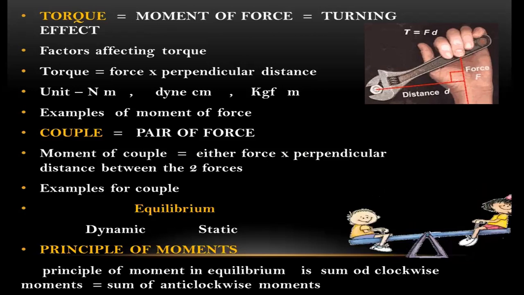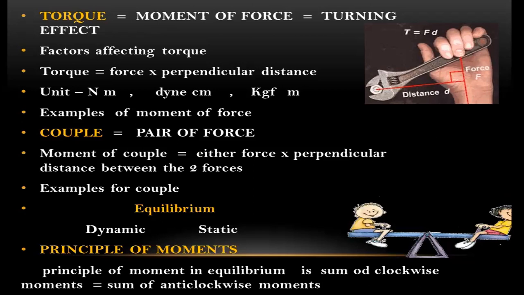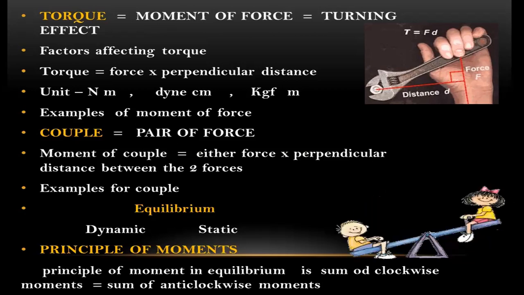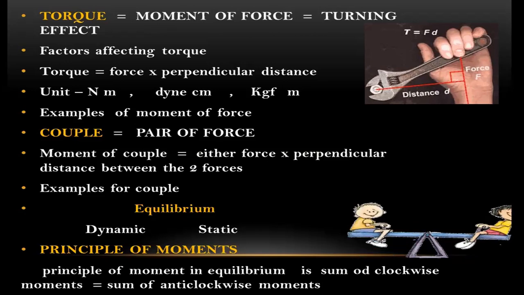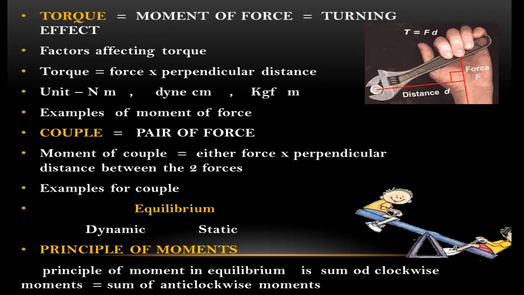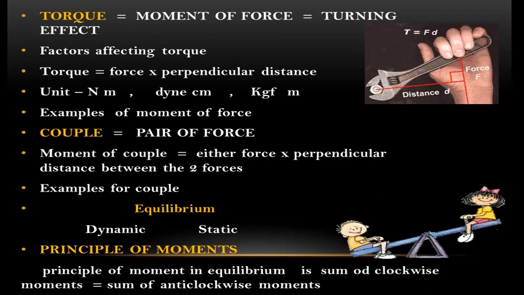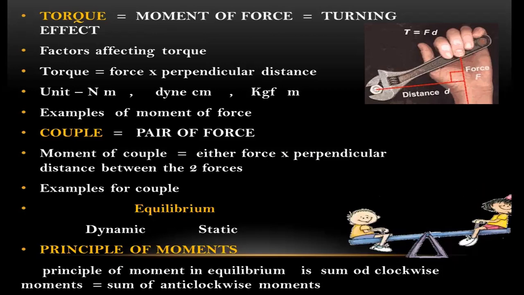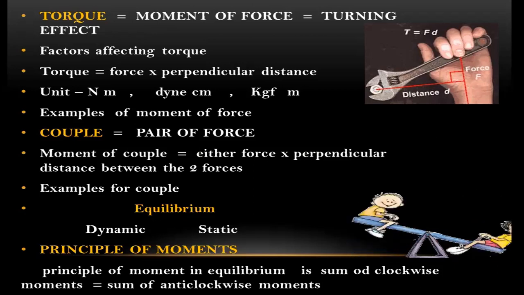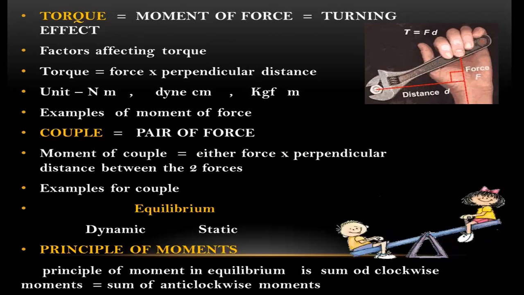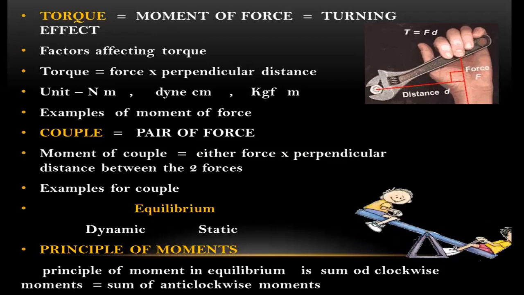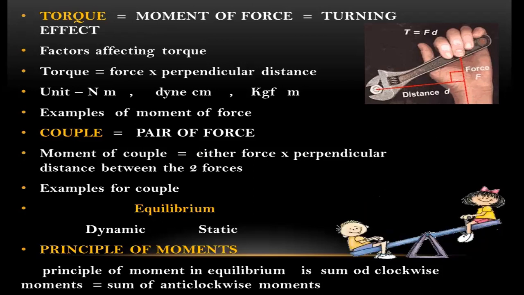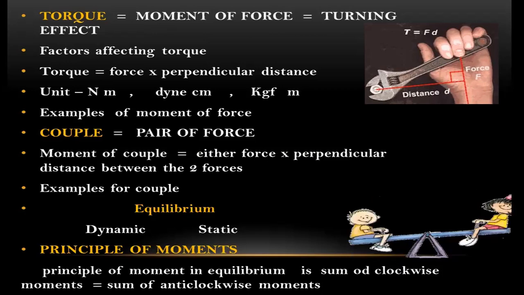Couple, the word itself says it involves two, the number two. So, a couple is a pair of forces. This pair of forces together helps an object to turn in a circular or rotatory form, and that is what you call a couple. And the formula to calculate the moment of couple is either force into the perpendicular distance between the two forces.